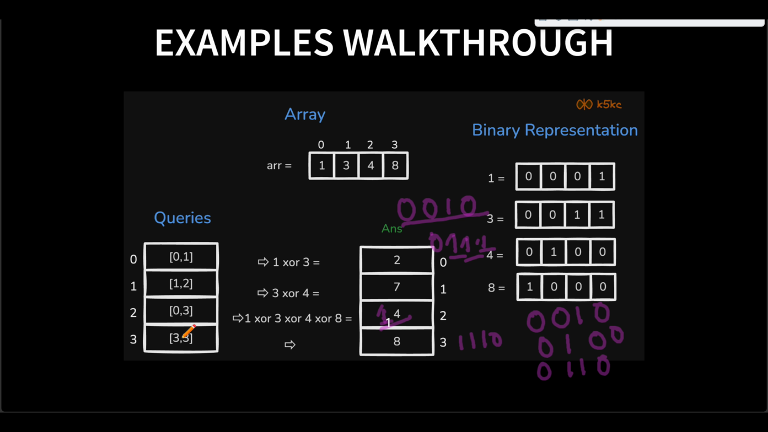And finally at index 3 in the queries, we have [3, 3]. So we don't have enough numbers to XOR. There is only one integer, that is 8. So we will just add 8 to our answer. And that's how we get the output as 2, 7, 14 and 8.